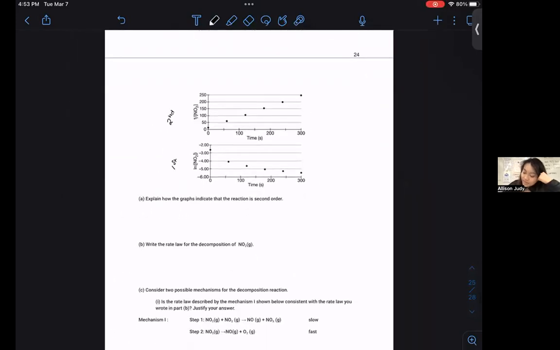So for answering part A, we would say that the second graph, of time versus 1 over the concentration of NO2, is linear, indicating a second order reaction.